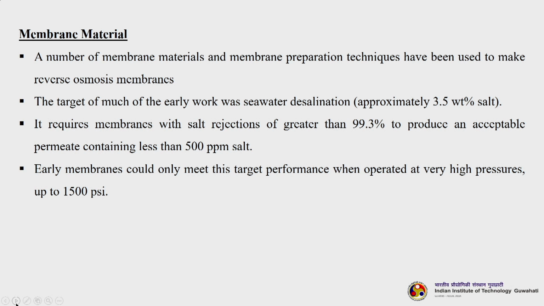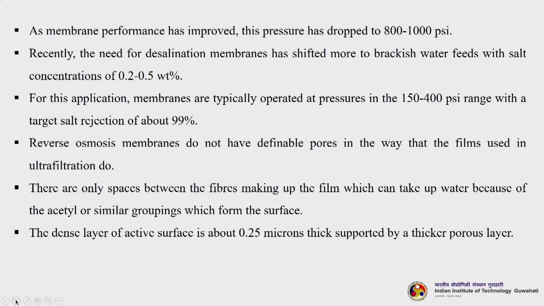It requires membranes with salt rejections of greater than 99.3% to produce an acceptable permeate containing less than 500 ppm salt. Early membranes could only meet this target performance when operated at very high pressures, about 1500 psi. As membrane performance has improved, this pressure has dropped to 100 to 1000 psi. Membrane performance has improved basically due to the breakthrough in membrane manufacturing.